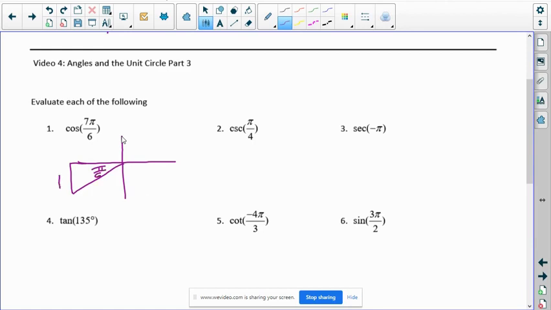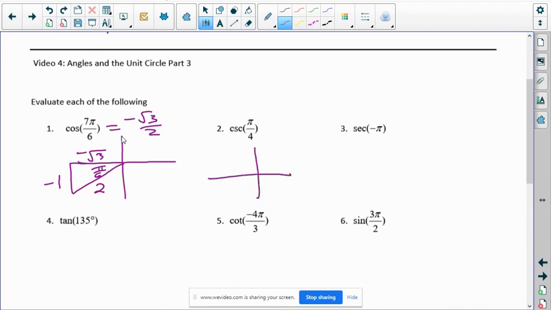This is a ratio of 1, square root of 3, 2. Now, since this is in the third quadrant, those two sides are both negative. The cosine is the adjacent over the hypotenuse, so it's negative square root of 3 over 2.